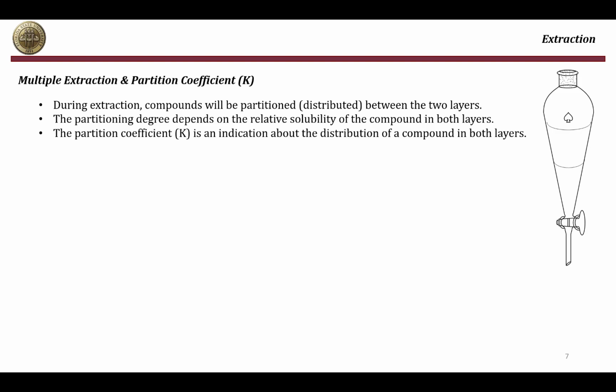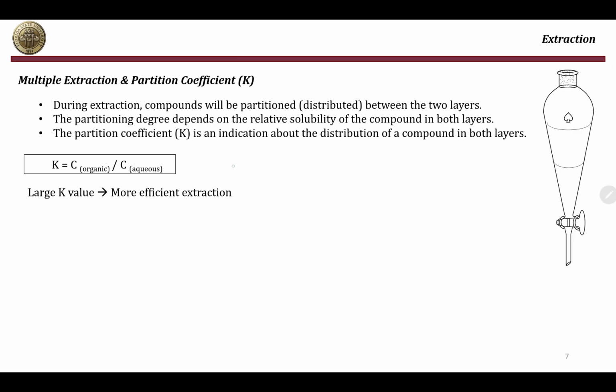So K is the concentration of the compound in the organic layer over its concentration in the aqueous layer. And as the value of K increases, this means that we have a better or more efficient extraction. Let's say, for example, we have a compound whose partition coefficient is equal to 8.